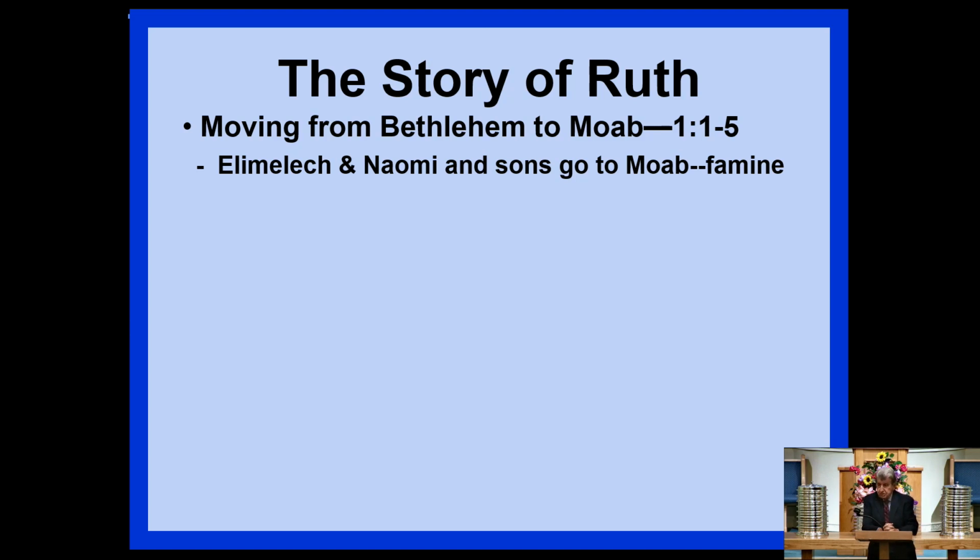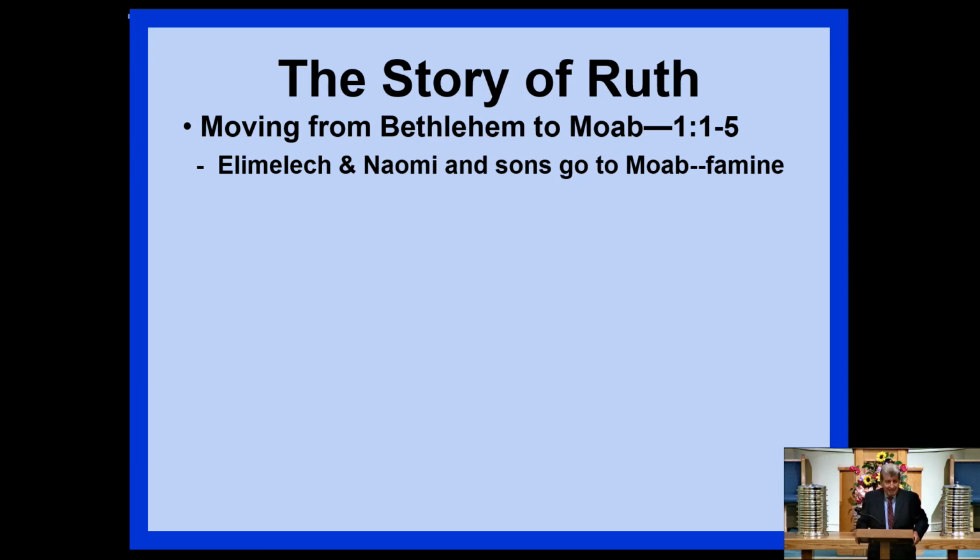Whenever that judge was alive, they were faithful to God. But whenever that judge died, they disobeyed God, and God brought physical judgments against them. And so it may be, I want you to hear that, not it was, but it may be, that's the reason that famine was there. And so Elimelech takes Naomi, his wife, and his 2 sons, and they go to Moab.